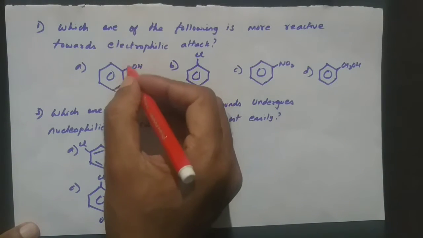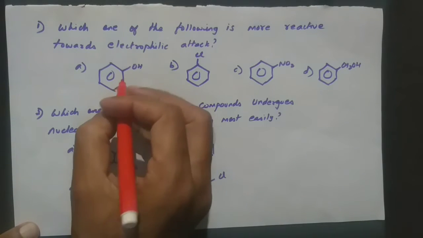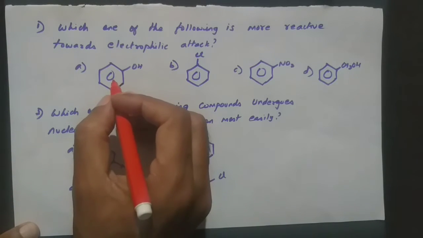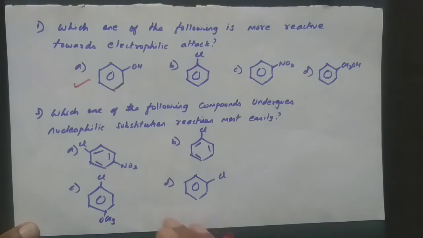But OH is the best electron donating group. OH will be the best electron donating group, so it makes the benzene ring highly negative. Because the benzene is highly negative, the E plus can easily come and attack. So the option will be A.